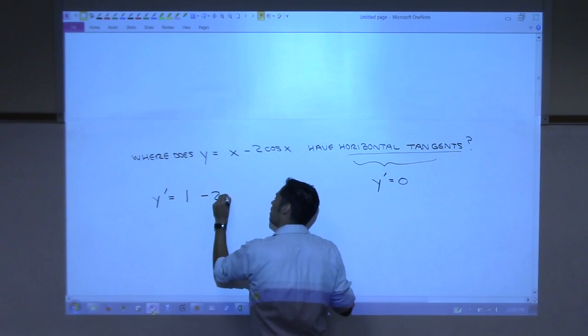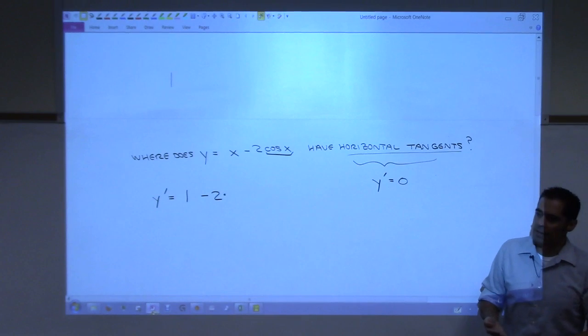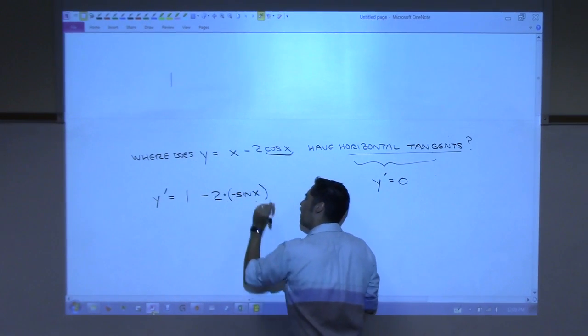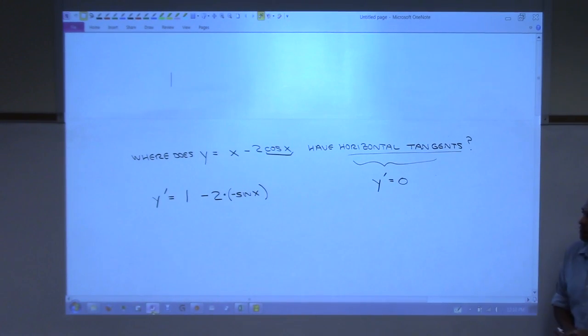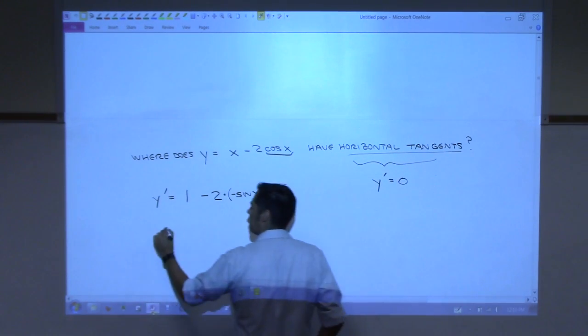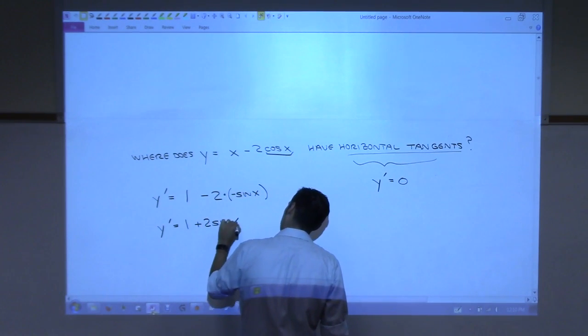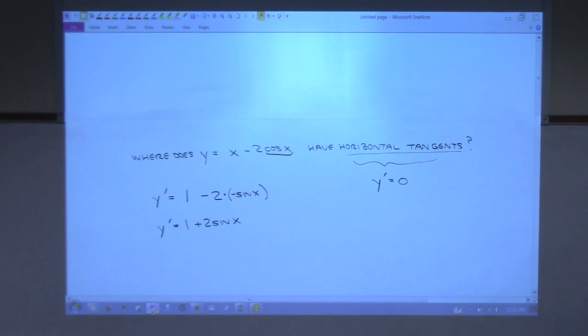Negative 2 times, now what is the derivative of cosine x? Negative sine x. So it's going to be times the negative sine x, right? And when you put those 2 negatives together, you get plus. So my derivative is 1 plus 2 sine x. Do you agree? Yes. Now I'm setting that equal to 0.